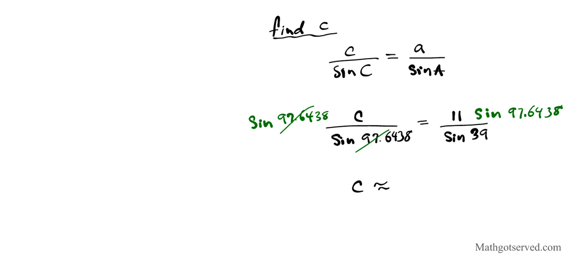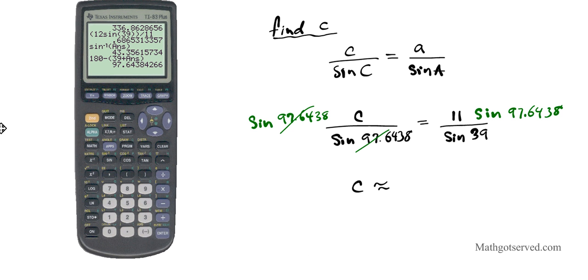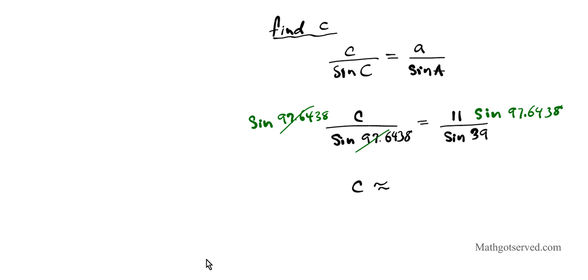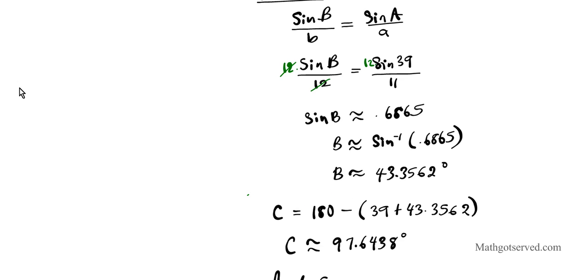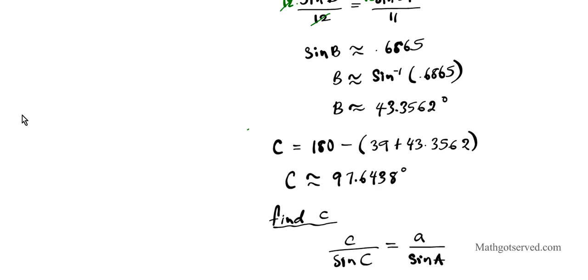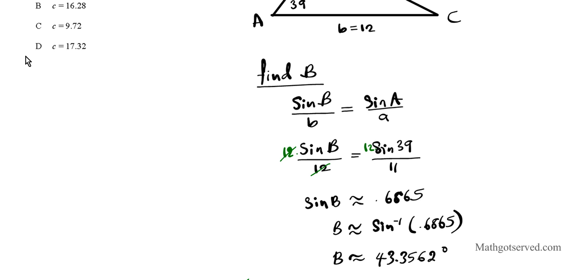So let's go ahead and compute what that is. It's going to be 11 sine, previous answer I'll insert, divided by sine 39. And our final answer is 17.32, so two decimal places. So it's approximately 17.32. All right, so our answer is option letter D. Option D will be our answer here.